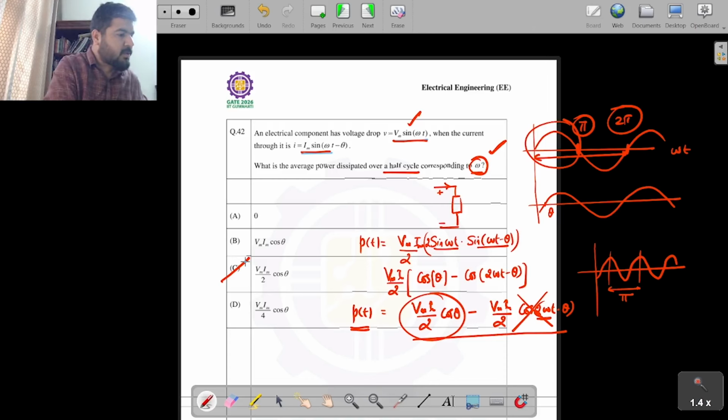And the next question is question number 47. This is again from power electronics. So let's move to question number 47.